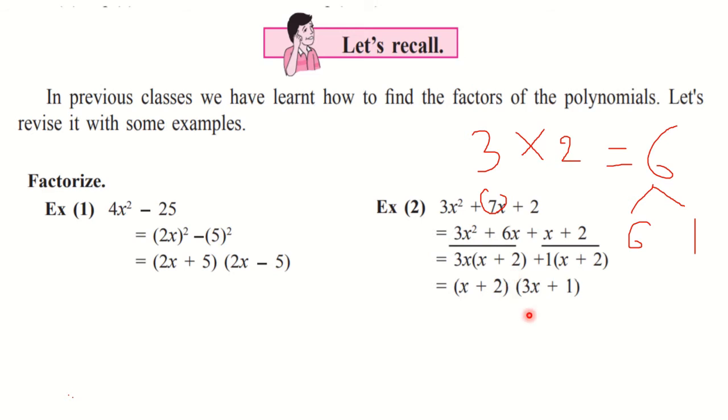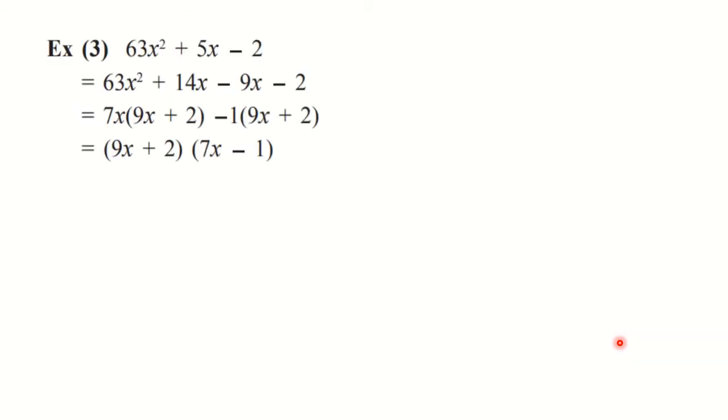You can see that here, the multiplication sign is not shown, which means the multiplication sign is there. So these two are the factors of this polynomial. Okay, so these are textual questions. Let us go further and see more sums from the textbook itself.